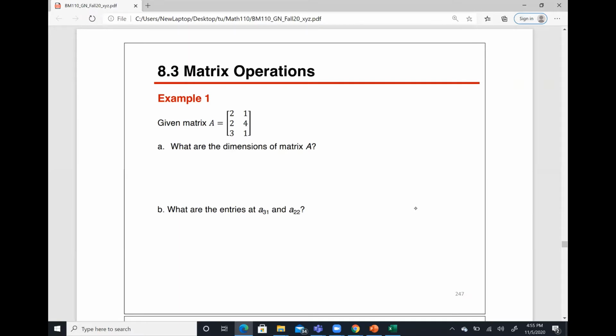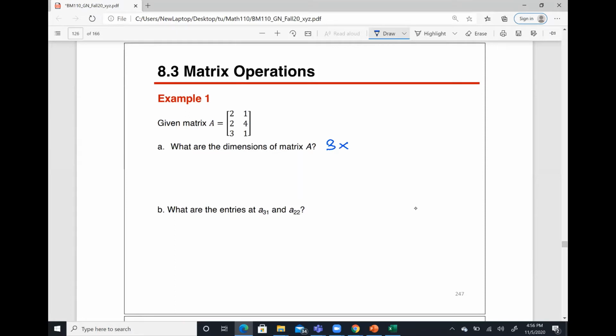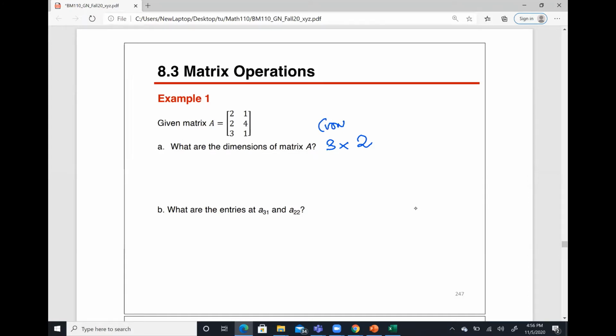How many rows do I have? 3 rows, right? So 3 rows and 2 columns. So that's going to be row by column. Okay.